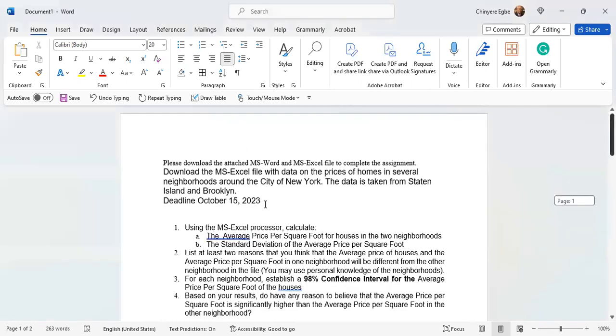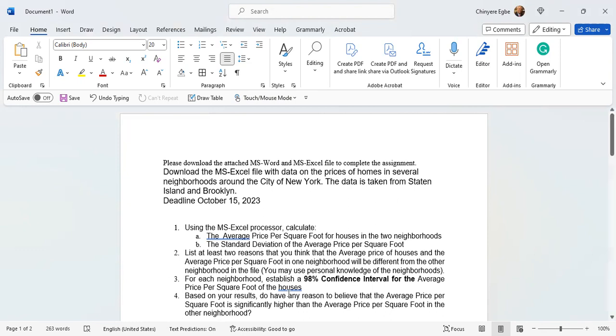Okay, there is an example up here. It says, download the MS Word and MS Excel files to complete an assignment. Okay. Using the MS Excel processor, calculate the average price per square foot for houses in 2 neighborhoods. Okay, there are 2 neighborhoods. You calculate the average price per square foot for houses in the 2 neighborhoods. And then you calculate the standard deviation of the average price per square foot. So these are the bits of information that you need in order to do inferential statistics.